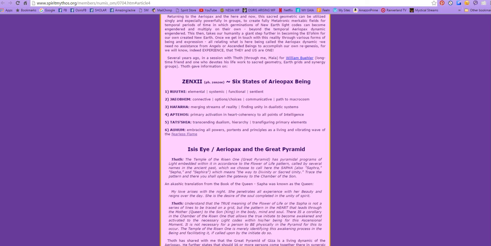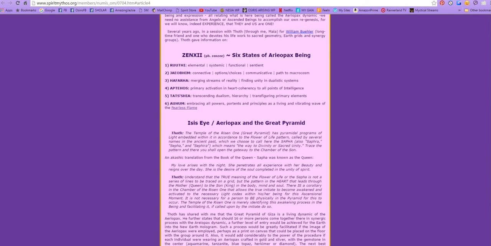Trace the pattern, and there you shall open the gateway to the chamber of the sun, S-O-N. An Akashic translation from the Book of the Queen. Safa was also known as the Queen. Now, this is interesting because, of course, we have the White Queen and the Queen of the Sun. And now we have Safa known as the Queen. My love arises with the night. She penetrates all experience with her beauty and reigns over the day. She is the desire of the soul completed in the unity of spirit.